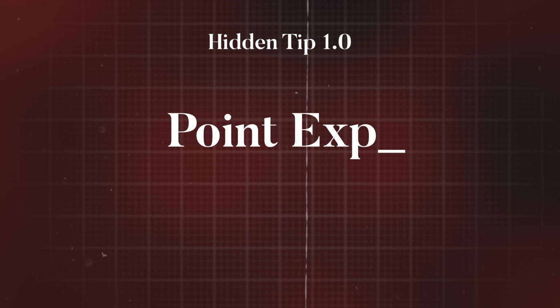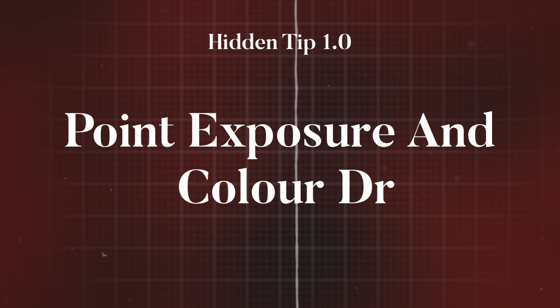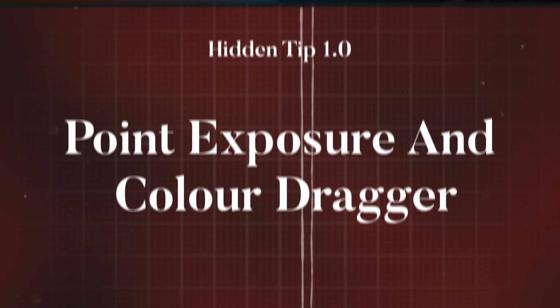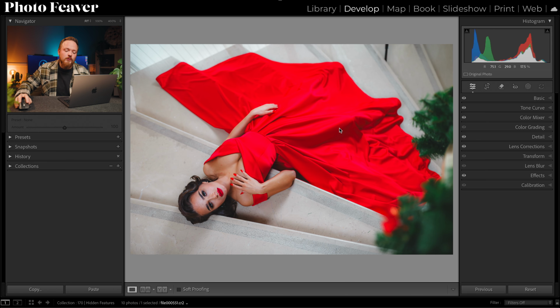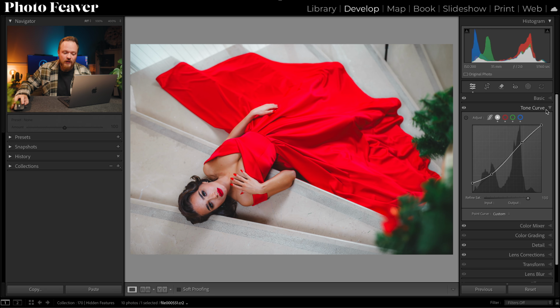Now, the first Lightroom hidden tool that we're going to be talking about, I'm calling the exposure and color dragger. And it doesn't really have a specific name inside Lightroom. It can actually be found in 2 specific areas of Lightroom, inside your tone curve, as well as inside your color mixer. So let's talk about the tone curve first. If we go ahead and open up the tone curve, you can see you've got your main point curve here, which is what I've already changed in this photo.